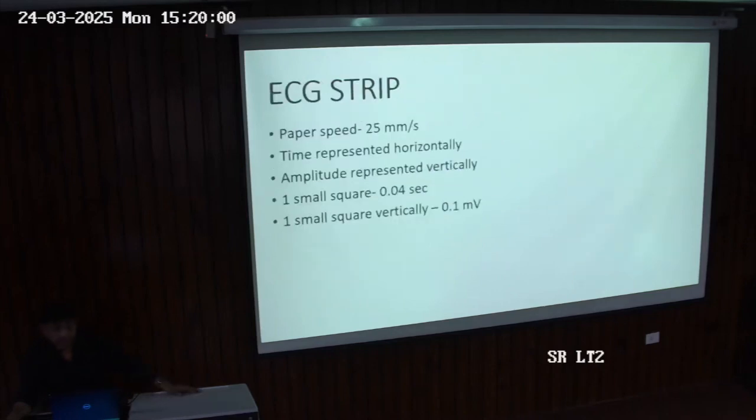The strip is a paper strip with a fixed speed of 25 mm per second. Time is represented horizontally, amplitude is represented vertically. This is time and amplitude. One small square, that is important, is 0.04 second. It is asked in exams. One small square is equal to 0.04 second horizontally. Vertically, one small square is 0.1 millivolt.